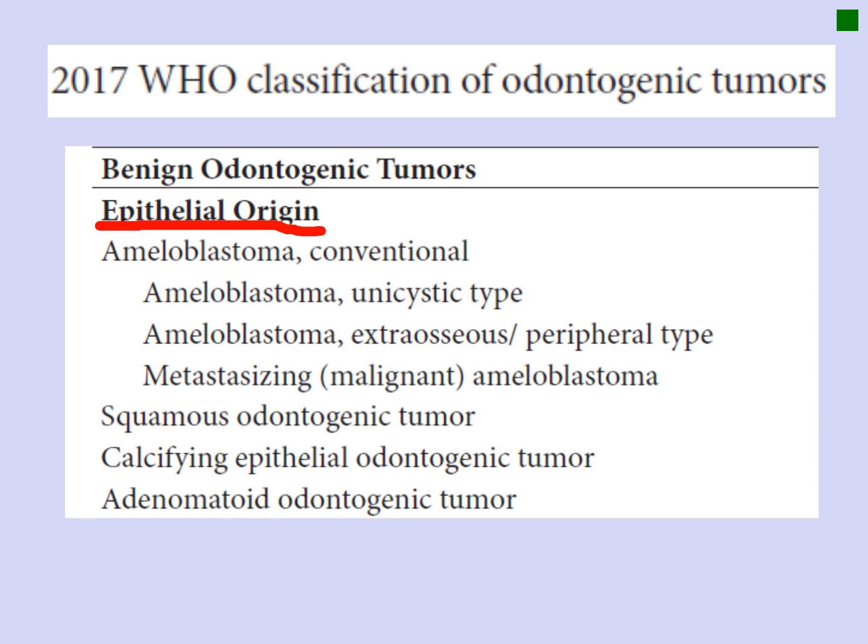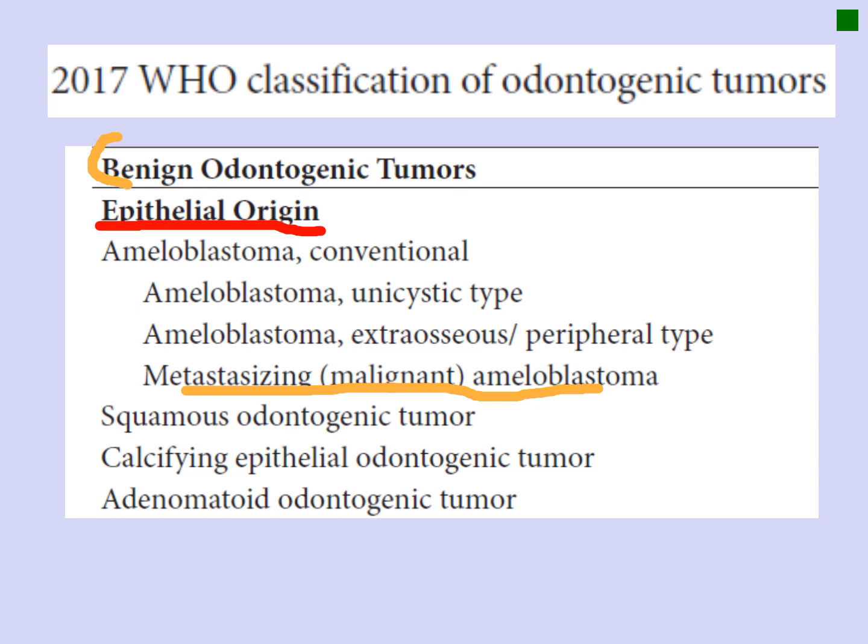Now, ameloblastomas are categorized as conventional, unicystic type, extraosseous or peripheral type, and metastasizing malignant ameloblastoma. Please take note that in the new classification, the metastasizing malignant ameloblastoma is now categorized under benign tumors. Even though the word malignant is there, it is still classified as benign. I will explain it to you as we go through this topic of ameloblastoma.